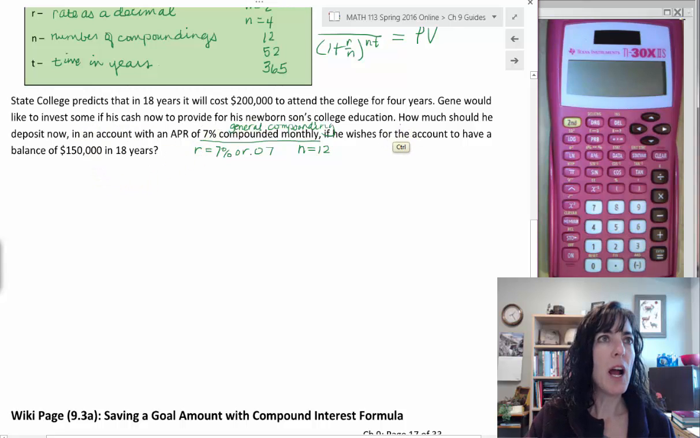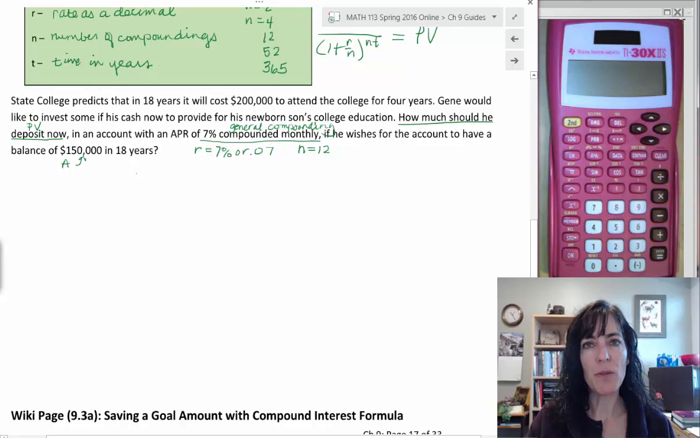Where does it say, how much should he deposit now? That is the present value, and this is going to be the future value, or the ending amount. A is going to be the $150,000. And in 18 years, that tells me that my T needs to be 18. So I'm hoping it helps for you to see me write out on the problem how I figure out each variable, because sometimes that can be a little bit confusing.